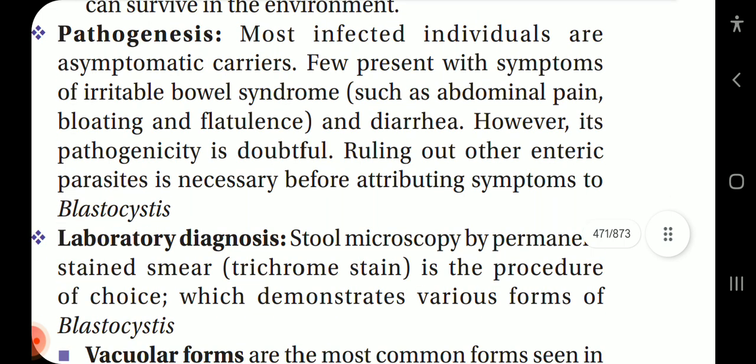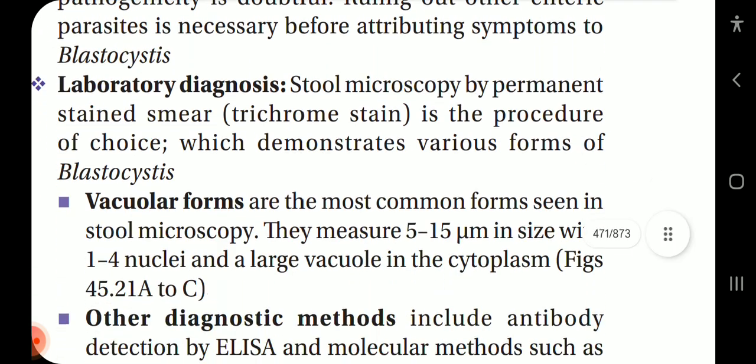Pathogenesis: most infected individuals are asymptomatic carriers. A few present with symptoms of irritable bowel syndrome such as abdominal pain, bloating, flatulence, and diarrhea. However, its pathogenicity is doubtful. Ruling out other enteric parasites is necessary before attributing symptoms to Blastocystis.